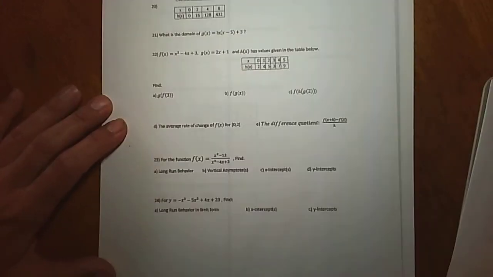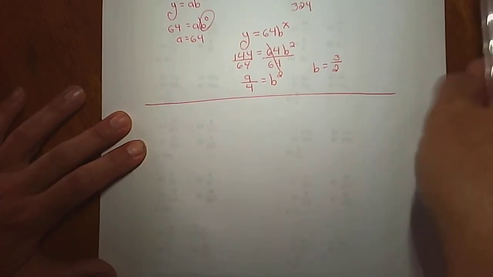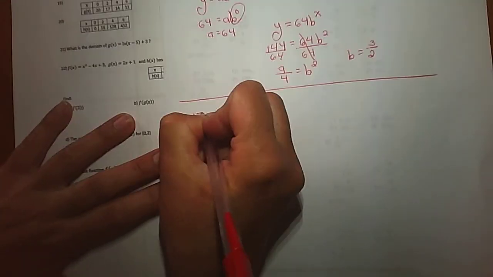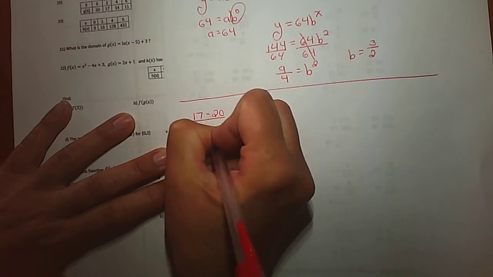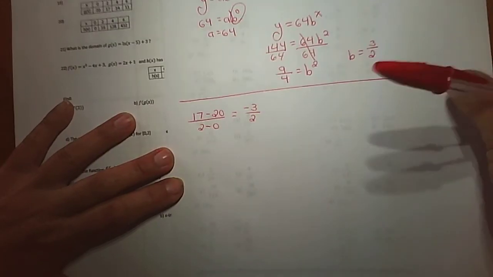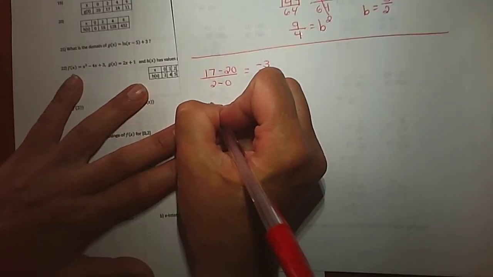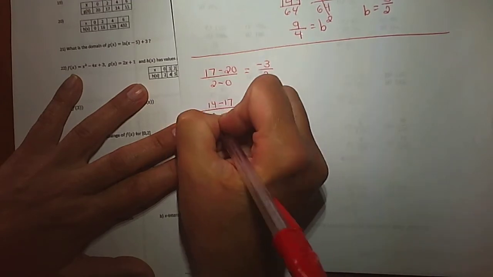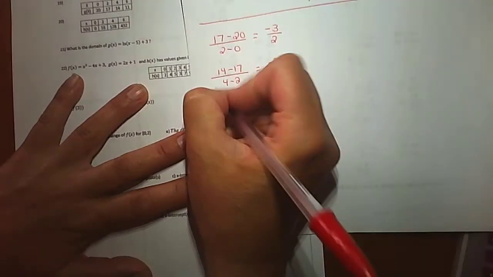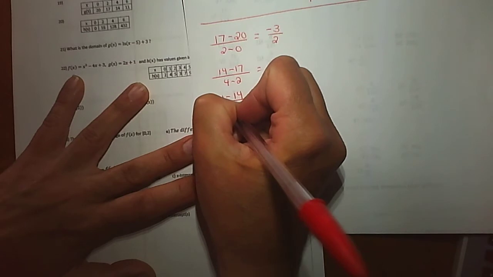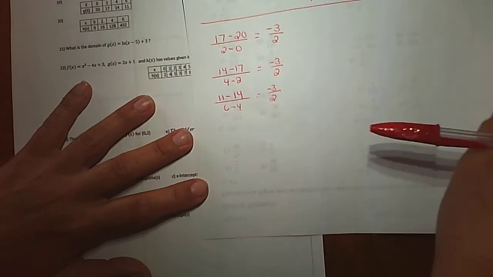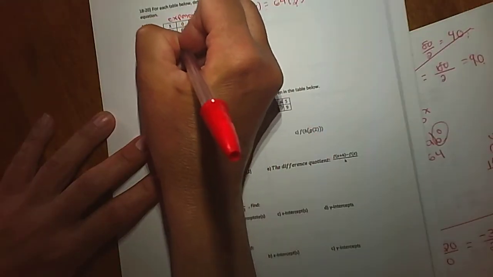All right. 19, same question. I'm going to do the test for linear first. So let's do 17 minus 20 over 2 minus 0. That makes negative 3 over 2. Then I'm going to try 14 minus 17 over 4 minus 2. That makes negative 3 over 2. And finally, if I test the third one just to confirm, negative 3 over 2. Since the 3 average rates of change are the same, this is going to be linear for number 19.